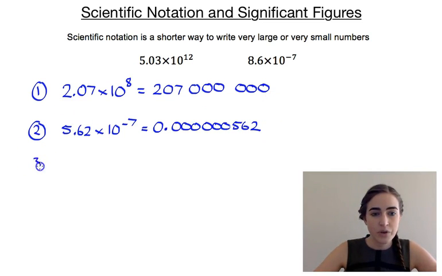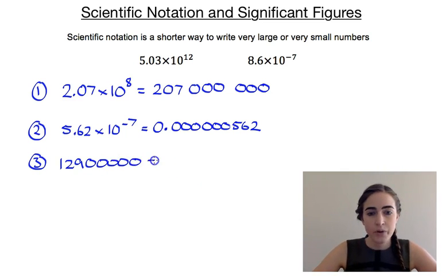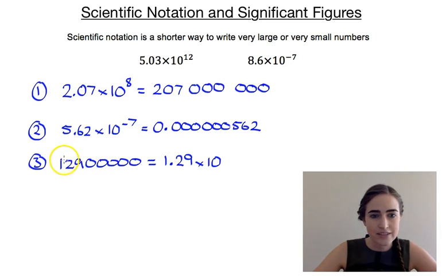So let's have a look at an example going the other way. So if we had this number, and we want to write that in scientific notation, we only want one non-zero number before the decimal point. So we're going to put our decimal point in there. We'll have 1.29 times 10 to the power of, and then we need to figure out how many places we needed to move it. So because it's a large number, we know that power is going to be positive, and we would have had to move it 1, 2, 3, 4, 5, 6, 7 times. So we'd have 1.29 times 10 to the power of 7.